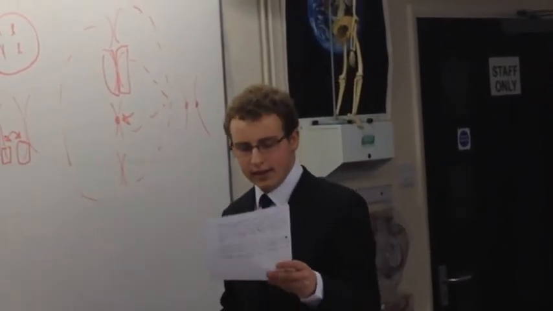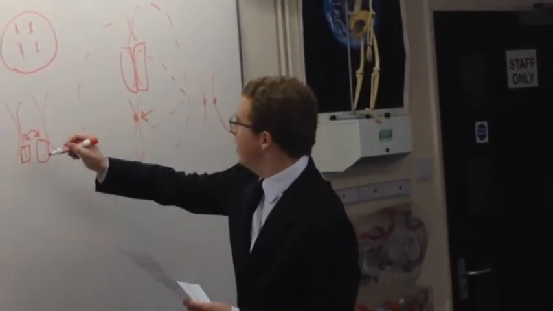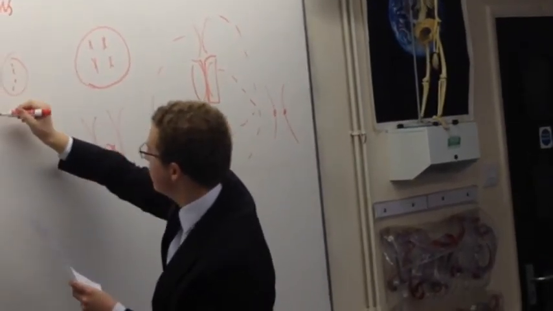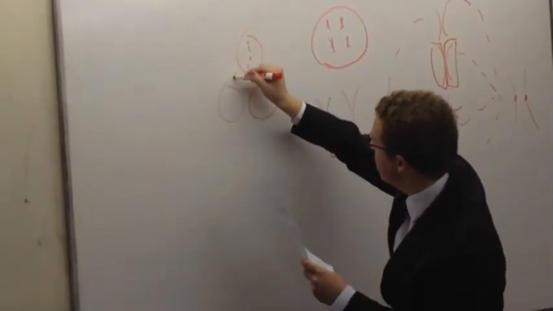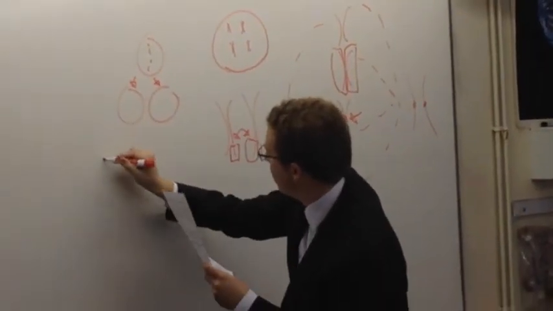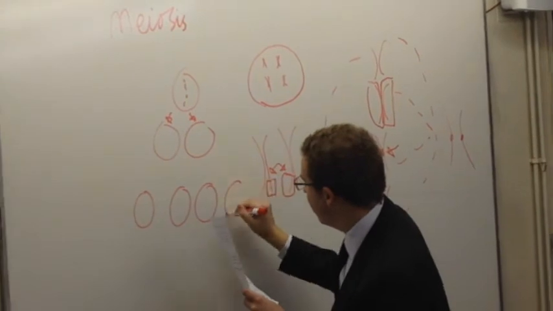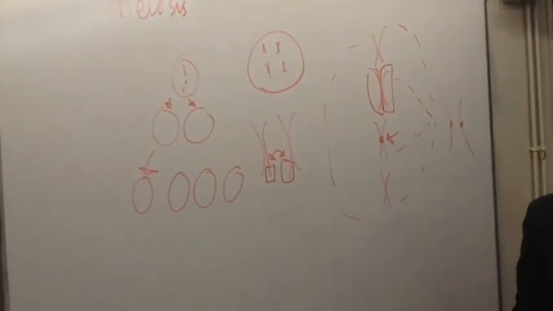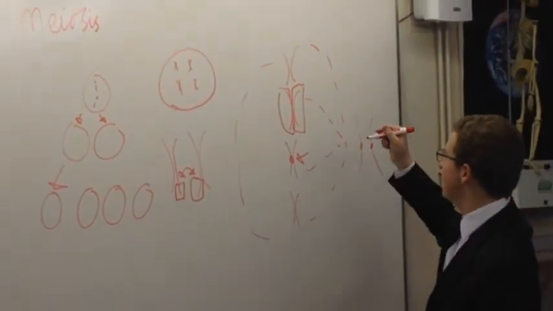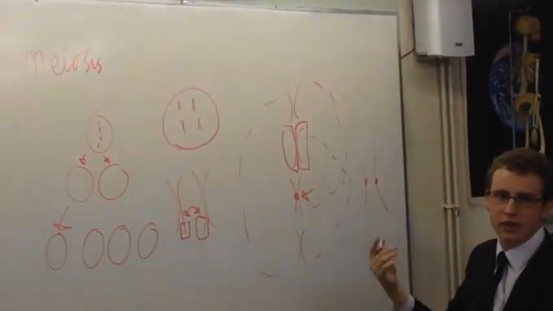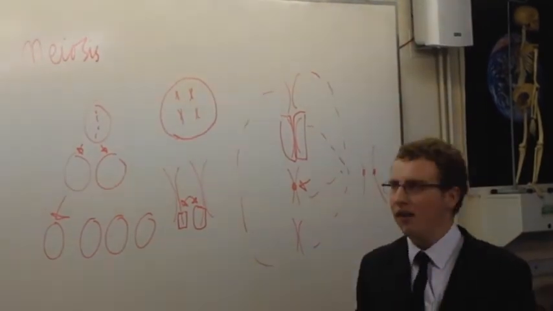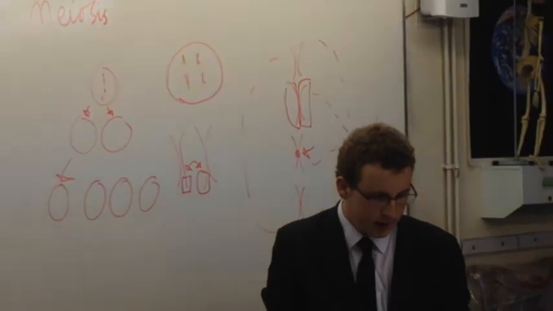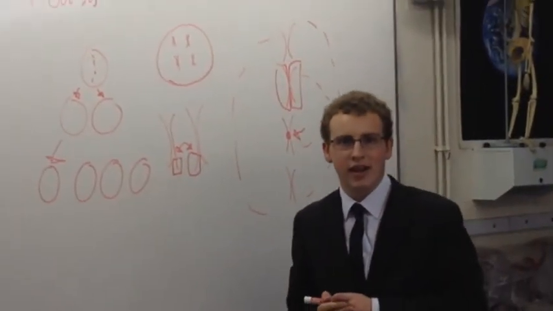And then there's cytokinesis, which is where one cell, with all of the chromosomes, splits into two, and cytokinesis results in 4 daughter cells with half the chromosomes of the original diploid cell, so 46 chromosomes in each. So, any questions?